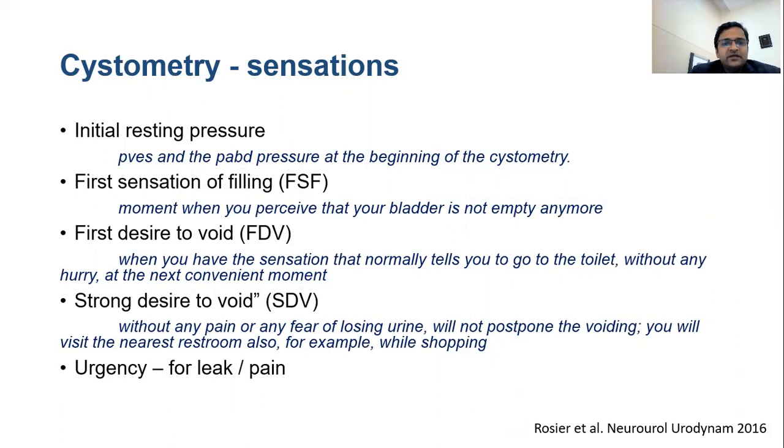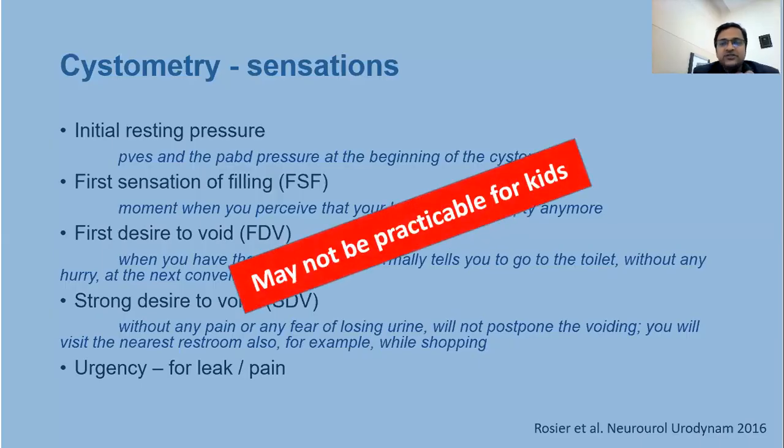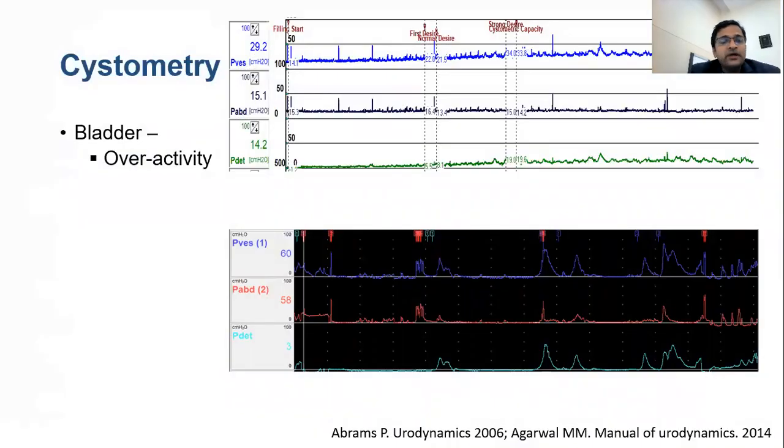The ICS recommends marking first sensation, first desire to void, strong desire to void, and urgency for leak or pain separately. However, in children, particularly with neurogenic bladder, it may not be practicable, or the children are not toilet trained, typically less than 5 years of age. It is not practicable.